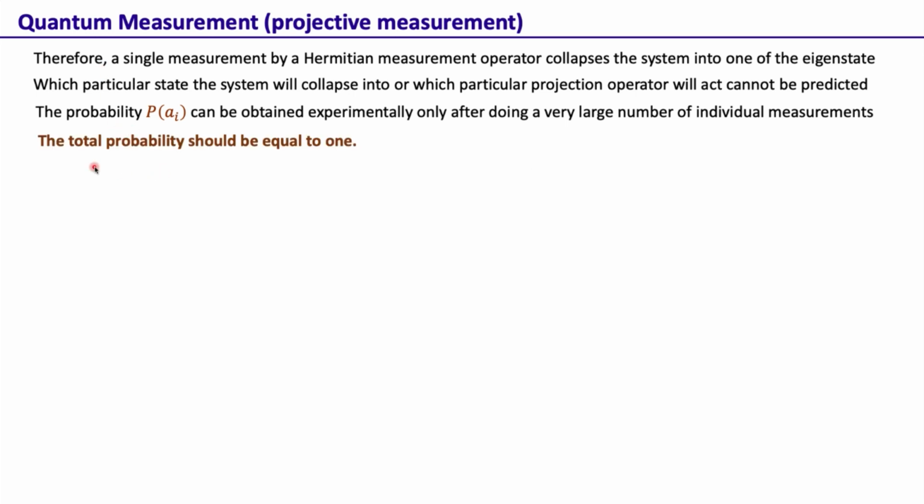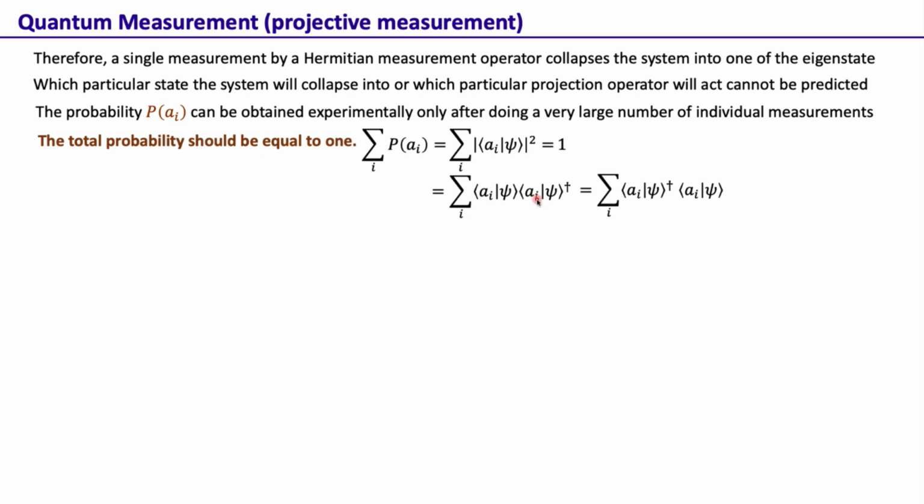Now we also realize that in this measurement the total probability has to equal 1. So that means the sum over all the states of P(Ai) has to equal 1. So P(Ai) we can write as |<Ai|psi>| squared, and this then we can write as <Ai|psi>, and then since this is a complex number we can write it like this. <Ai|psi> dagger we can write as <psi|Ai>. And if we have the state as normalized, then of course we get from here that <psi|psi> is equal to 1.